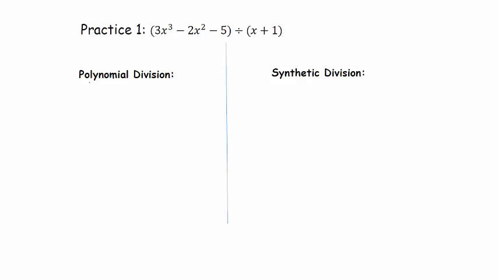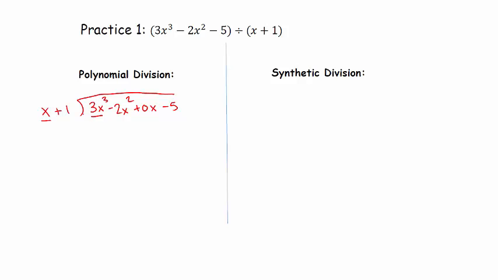So we're going to go ahead and do our polynomial division first, and then we'll do synthetic and kind of see the difference in the workload between the two. So we have 3x cubed, negative 2x squared, 0x, and negative 5. And we want to divide that all by x plus 1.